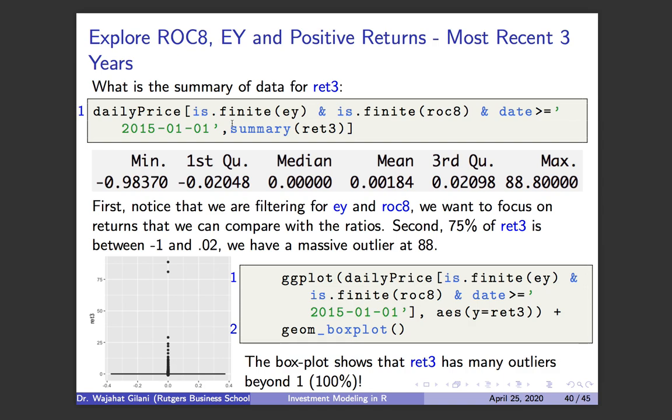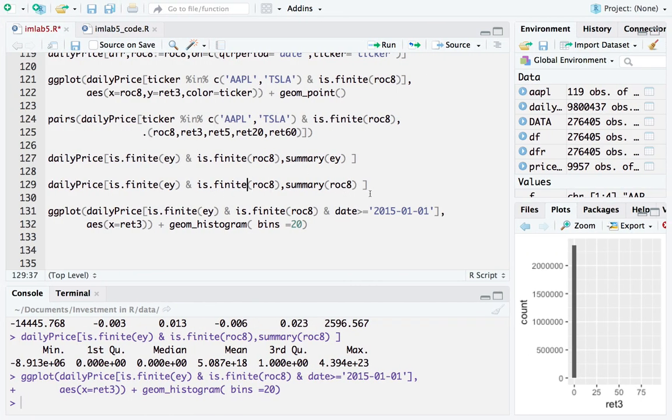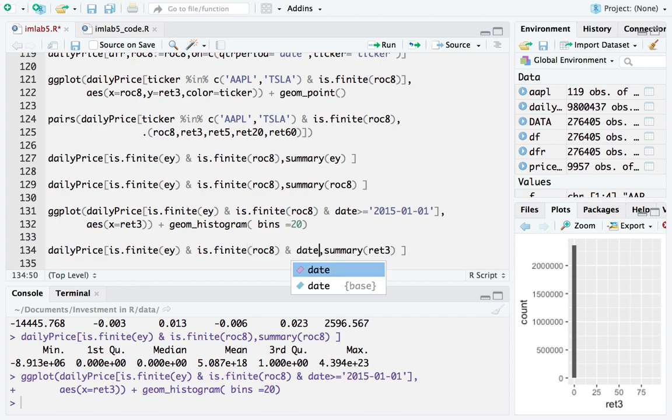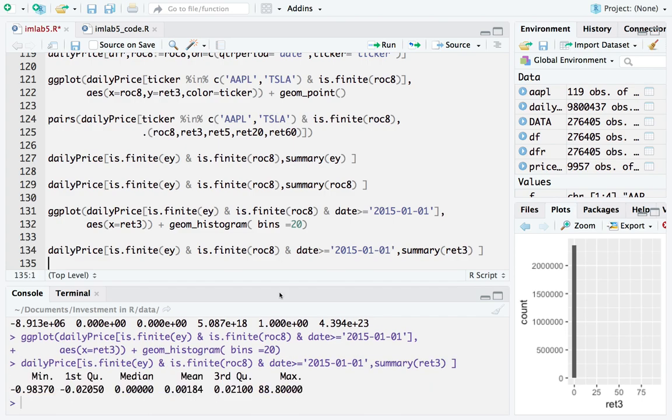Let's now see my summary quantitatively for my 3-day returns. I'm going to use a summary function here. I'll borrow this right here. I'm going to do it for turn 3. But remember, I want it for where date is greater or equal to 2015-01-01. All right, and this is the beauty of having date objects in your data. You can filter chronologically like this. Boom. And this is what we're seeing.